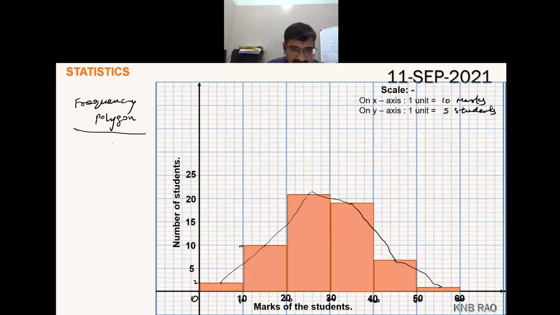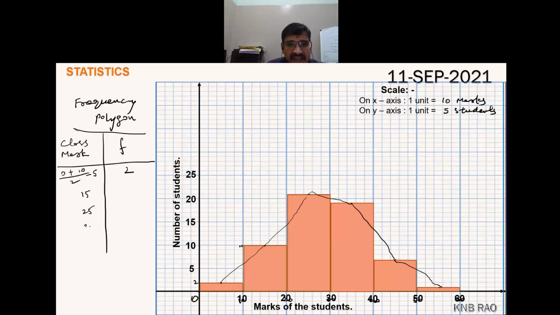How to draw that? It is drawn between class mark and frequency. What is class mark? You know, class interval 0 to 10, the average of lower limit, upper limit by 2, that average will give class mark. Okay. So next, 10 plus 20 by 2, 15. 20 plus 30 by 2, 25. 30 plus 40 by 2, 35. 40 plus 50 by 2, 45. 50 plus 60 by 2, 55. So these are the class marks.